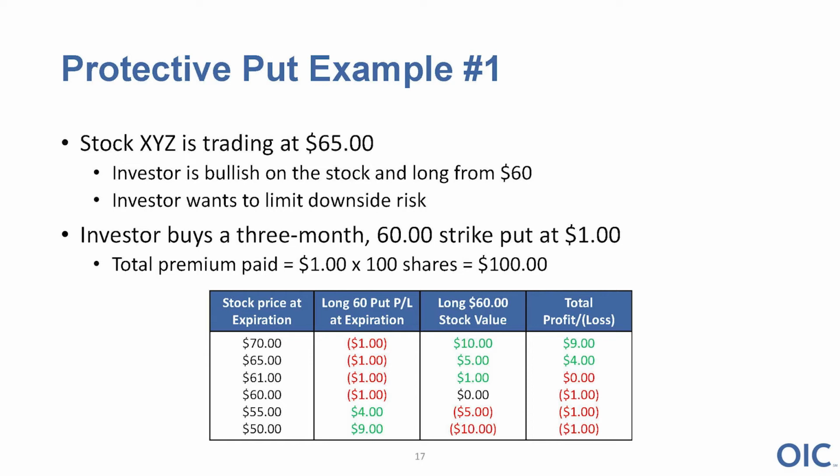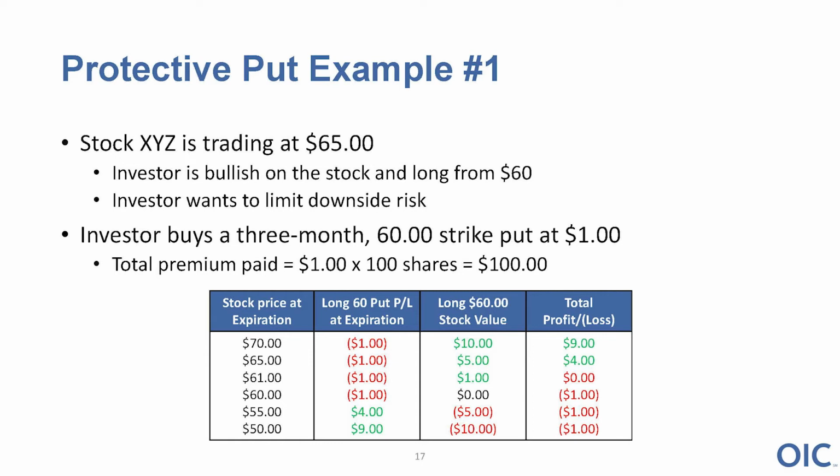Now, above 61, we start making money 1-to-1 on our shares. So if stock goes to 65, we would make $5 on our stock, and we would still lose the $1 that we paid for the put, for a net profit of $4. So above 61, we make 1-for-1 on our shares.